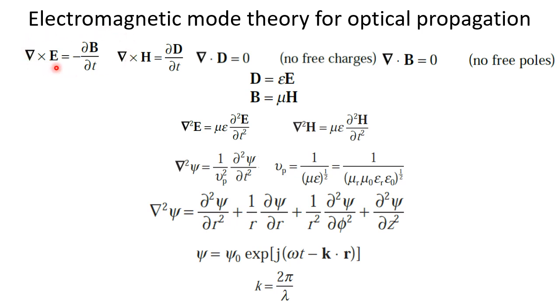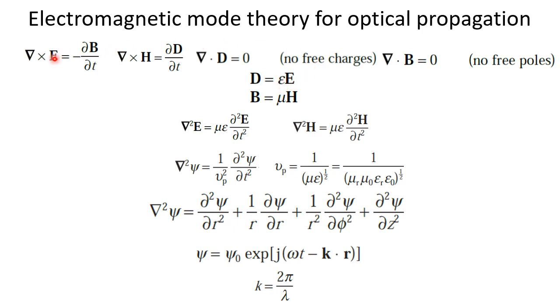The Faraday's equation, curl of E equal to minus del B del t. Ampere's law, curl of H equal to del D del t. Gauss's law, del dot D equal to 0 and del dot B equal to 0. Okay, so this is the electric field E, this is auxiliary magnetic field H, this is magnetic induction B, this is displacement vector D, and there is a relationship D equal to epsilon into E and B equal to mu into H. H is the auxiliary magnetic field, mu is the permeability, epsilon is the permittivity of the medium.